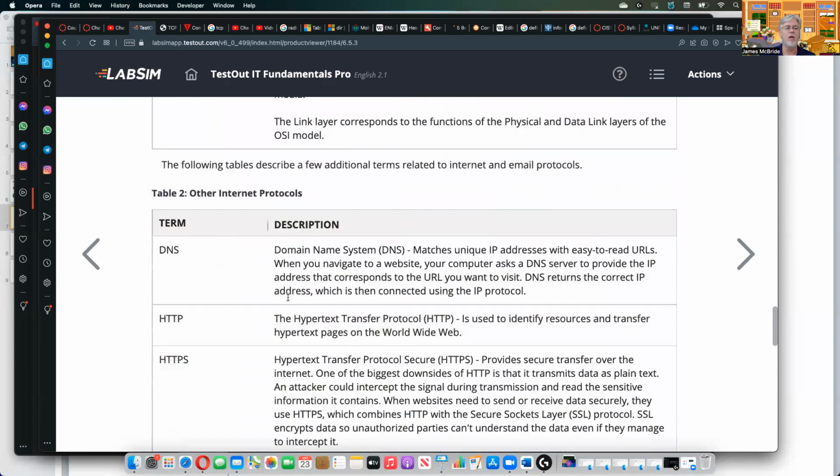All right, so moving on to some other things. DNS, or Domain Name System, that is what matches up our IP addresses to the URLs. Again, we as people, no problem understanding www.testout.com. No problem understanding that. Actually memorizing what IP testout.com goes to, that's, no.